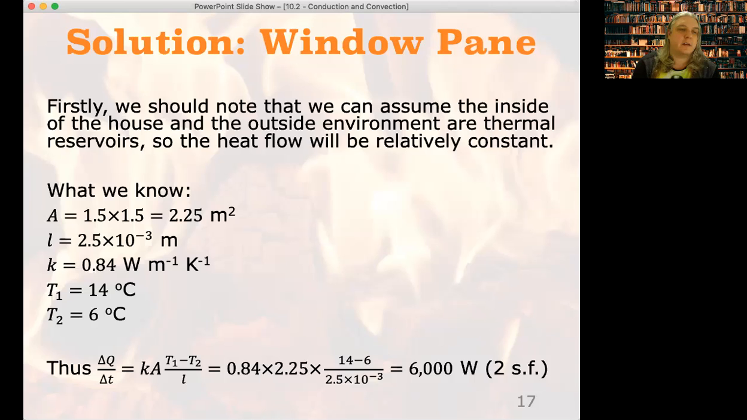We've got area, length, K, difference in temperatures, and we get 6,000 watts. So the rate of heat flow through this entire window is 6,000 joules per second. So obviously constantly losing energy, but as we said, not enough to treat the two sides of this window pane as not being reservoirs. We can still treat them as reservoirs.